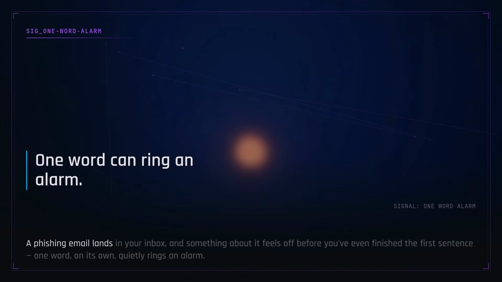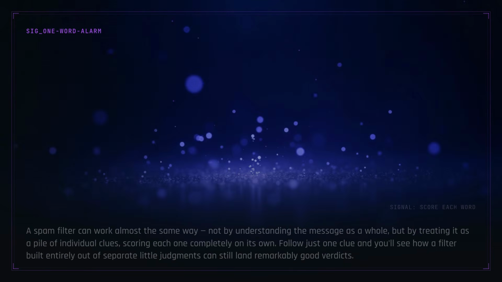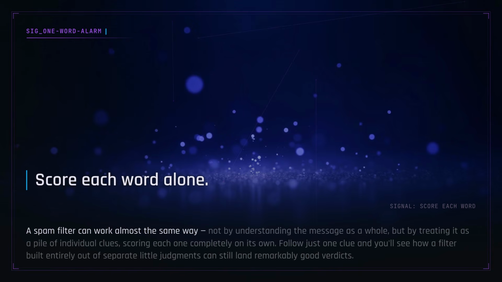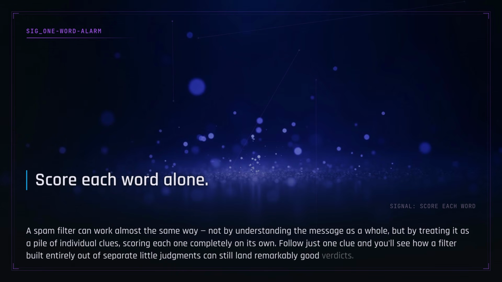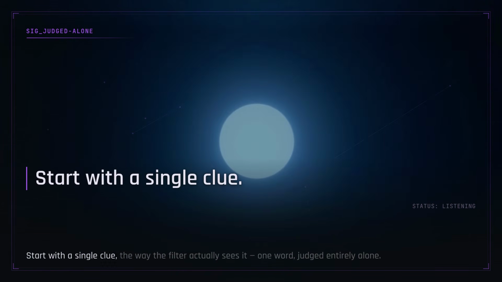A phishing email lands in your inbox, and something about it feels off before you've even finished the first sentence. One word, on its own, quietly rings an alarm. A spam filter can work almost the same way, not by understanding the message as a whole, but by treating it as a pile of individual clues, scoring each one completely on its own. Follow just one clue and you'll see how a filter built entirely out of separate little judgments can still land remarkably good verdicts. Start with a single clue, the way the filter actually sees it, one word, judged entirely alone.